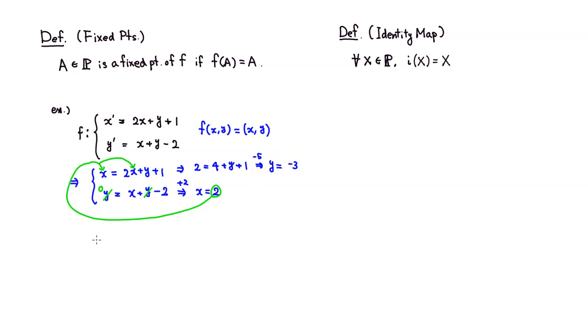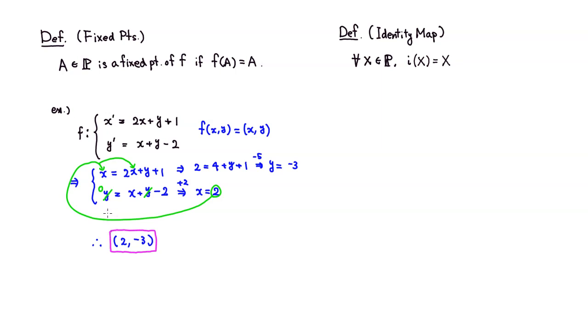Therefore the fixed point would be x is 2 and y is negative 3. So this is the fixed point. Maybe I'll box it in. All right, so it's pretty easy.